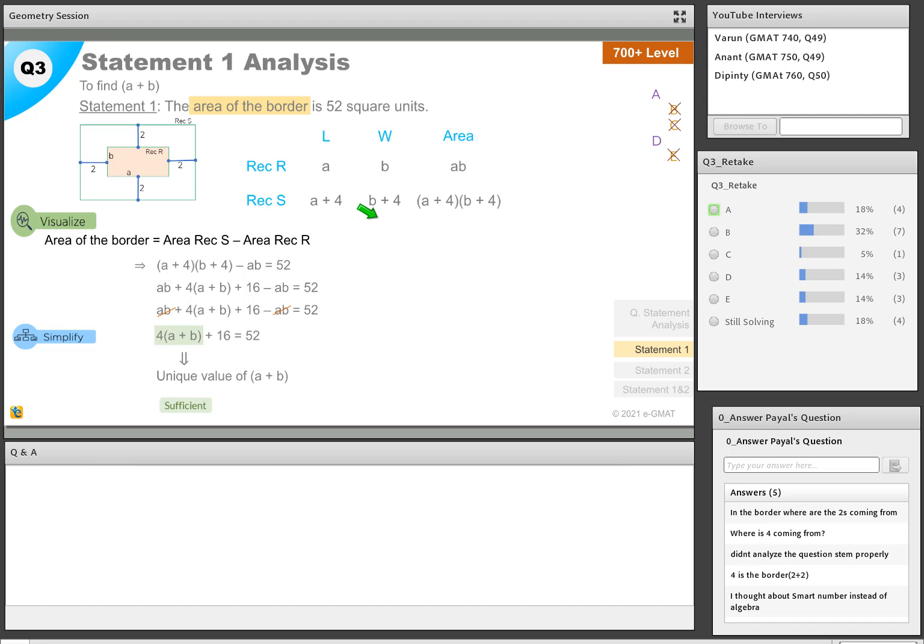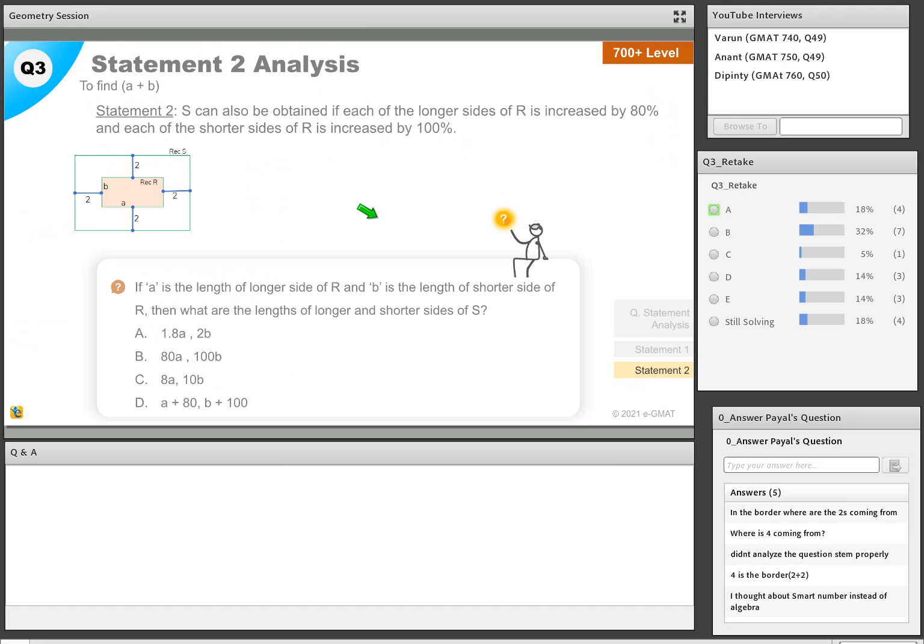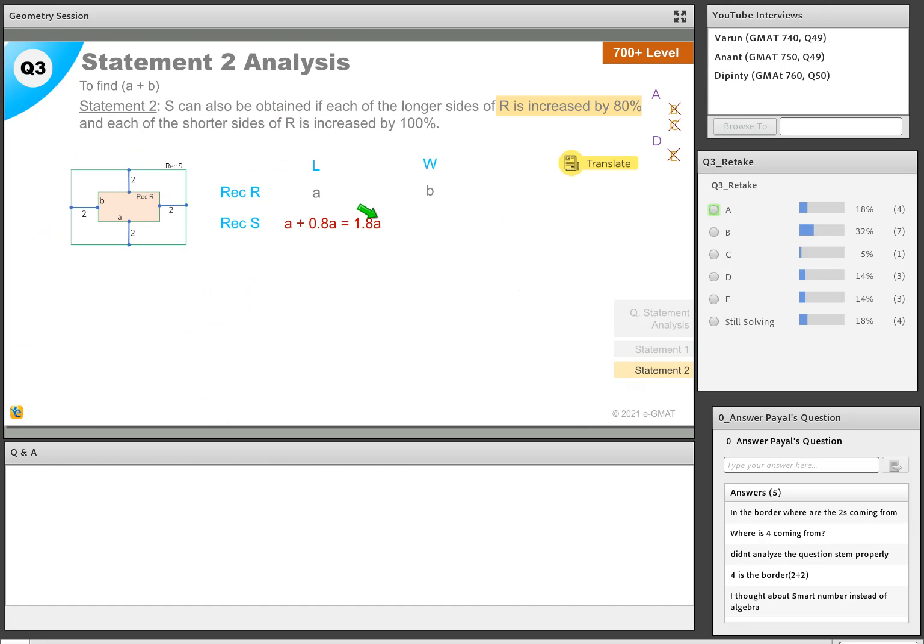Now, statement 2. More people felt that statement 2 was sufficient, and if you observe, there's quite a bit of processing required in statement 2 as well. What's given is that S can also be obtained if each of the longer sides of R is increased by 80% and each of the shorter sides of R is increased by 100%. So here we've assumed that A is the longer side and B is the shorter side. Again, you could have assumed the other way around as well. It does not matter. Ultimately, what we need is the sum of A and B.